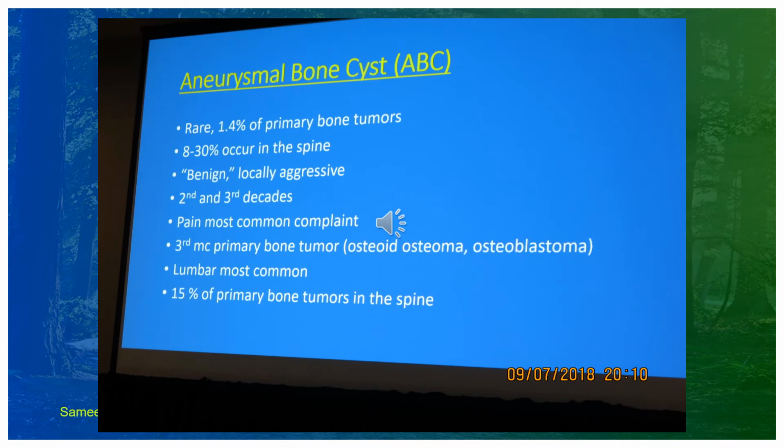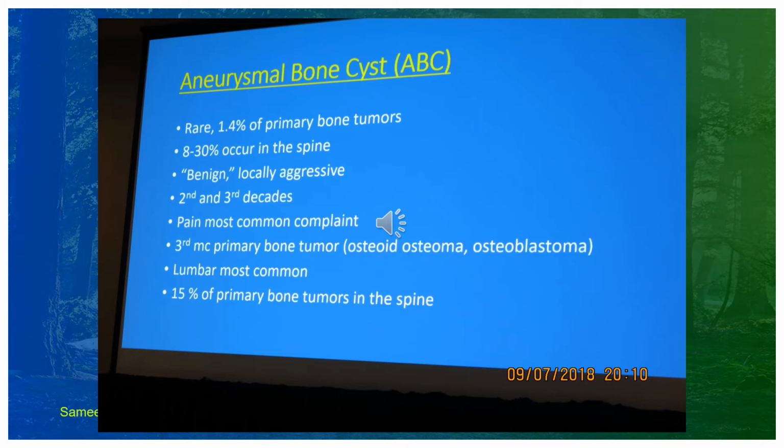Another type of benign tumor involvement in the spine is the aneurysmal bone cyst. An aneurysmal bone cyst is a cystic lesion in the bone with aneurysmal expansion of the cyst. So the cyst will expand into aneurysmal proportions. It appears as a soap bubble-like appearance with expansion of the bone. It is rare, and 8 to 30% of the ABCs occur in the spine, but it is locally aggressive.